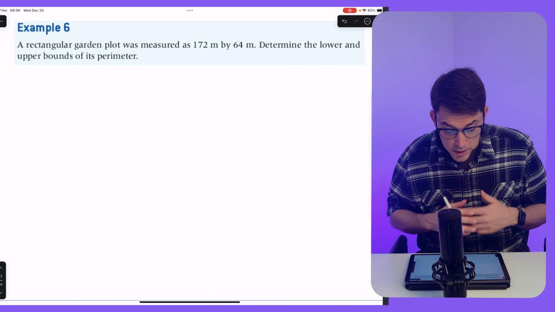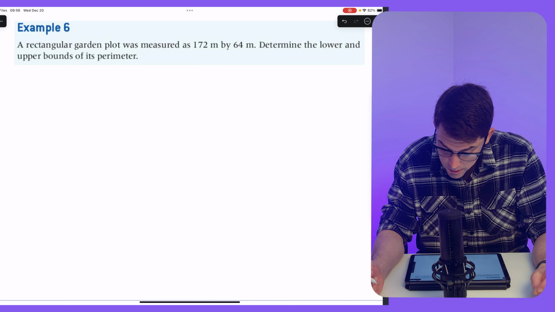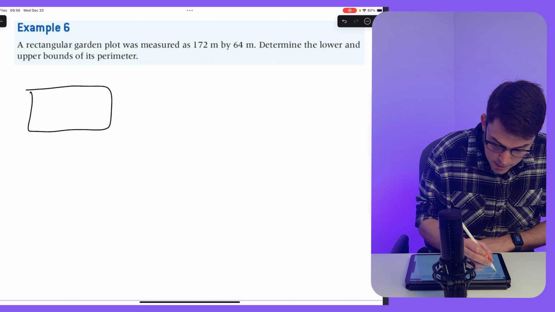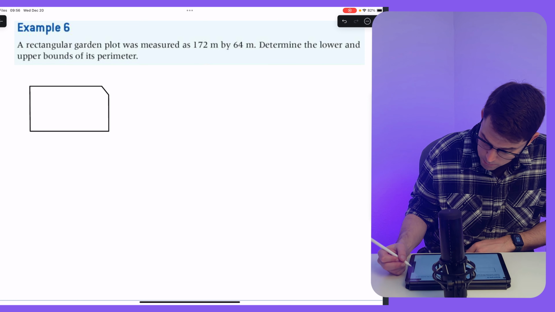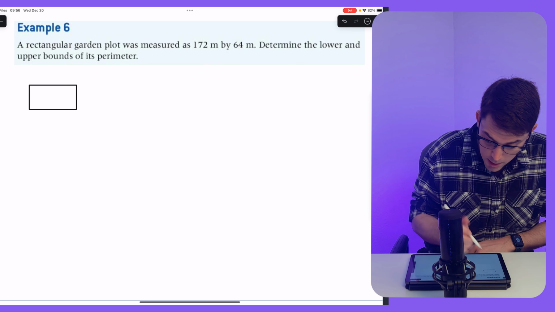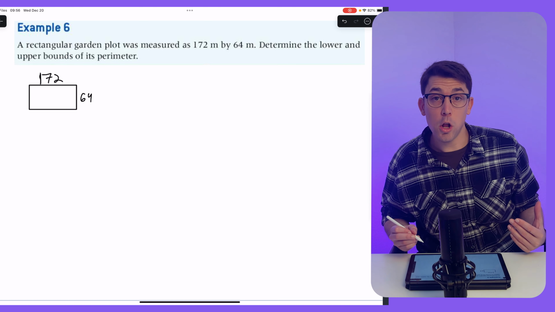So another quick example, let's say that we have a rectangular plot, and it's measured as 172 by 64 meters. Let's determine the lower and upper bounds of its perimeter. So here's the thing, what we're given is a rectangle. That's not a rectangle, that's a weird polygon. I don't know why I did that. There we go. 172 by 64. So let's determine the lower and upper bounds.